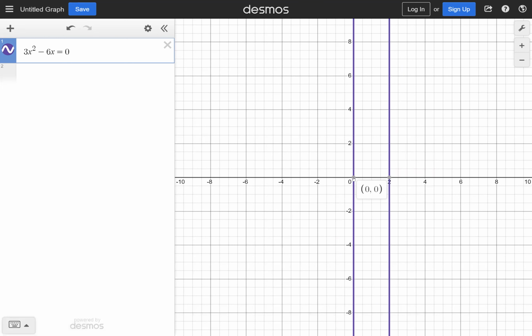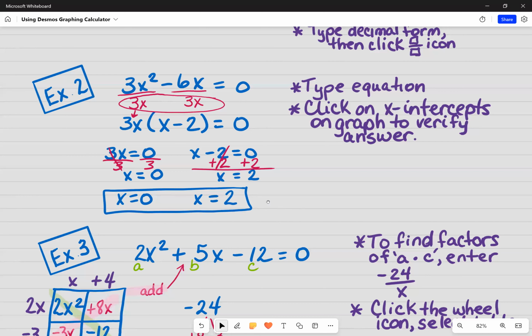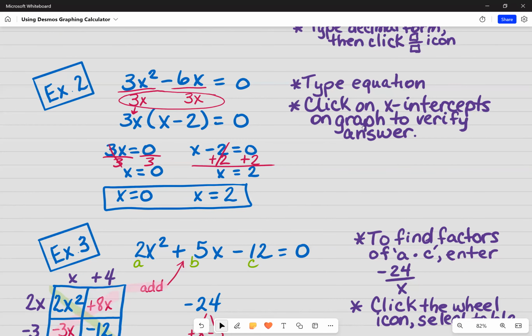And now if I just click on my x-axis where the points are already there, it tells me my x values, because that's what we're looking for, are in fact 0 and 2. So that's all I really had to do there. I didn't have to do anything extra.